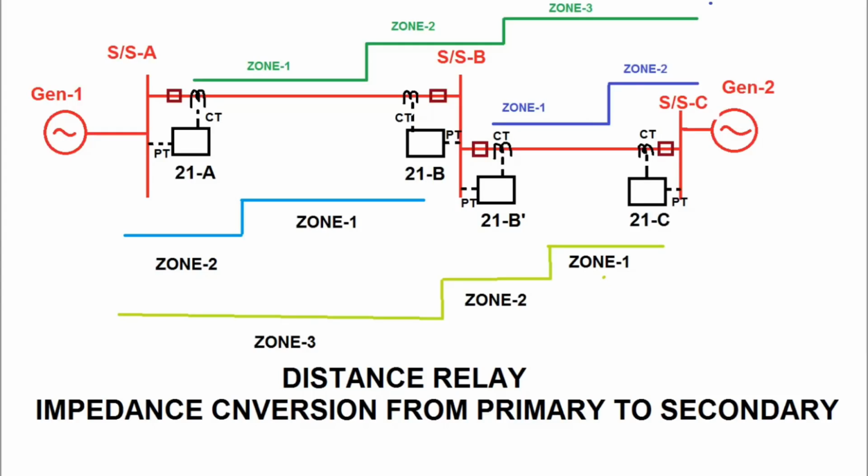Hello friends, today I'll discuss how the impedance conversion is done from primary to secondary value in a distance relay. Distance relay is used as the main protection for the transmission line.